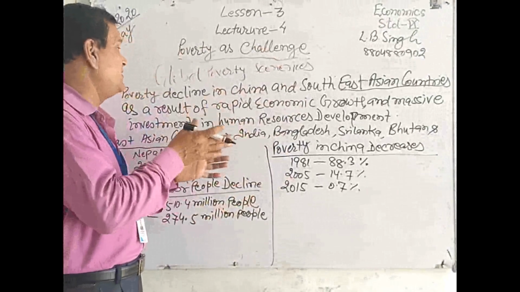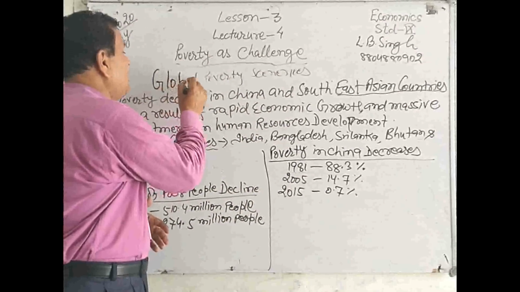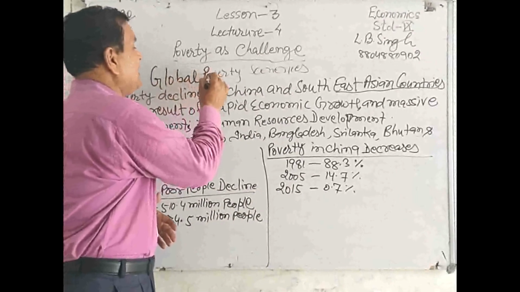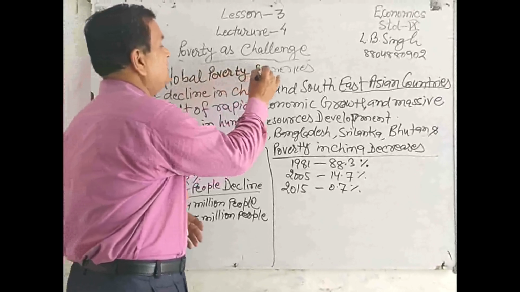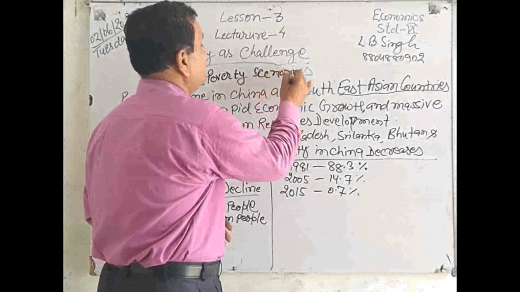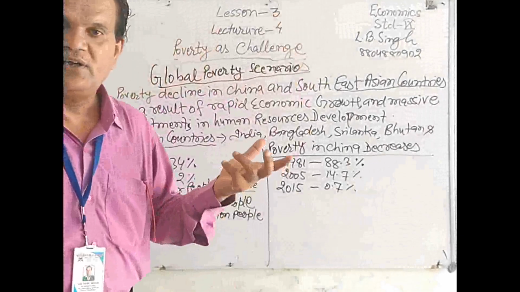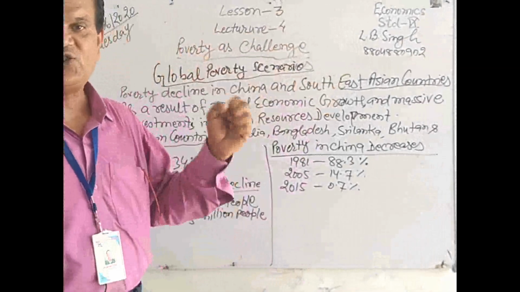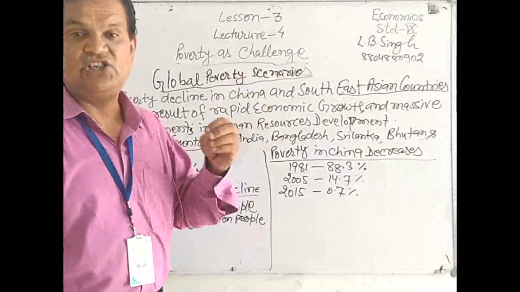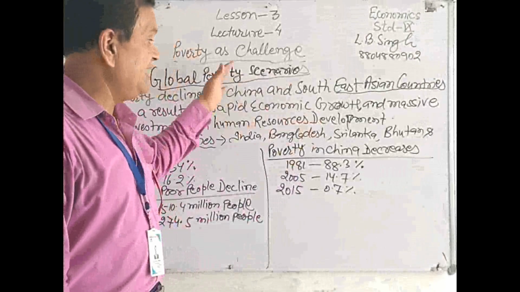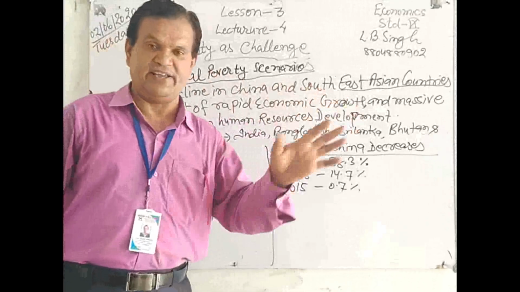Now this is the position of global poverty in the world. I have mentioned a lot of countries are trying to remove the poverty. That's why they become strong countries in the world. Day by day there is new technical development in different countries of the world. So it is called the global poverty scenario.